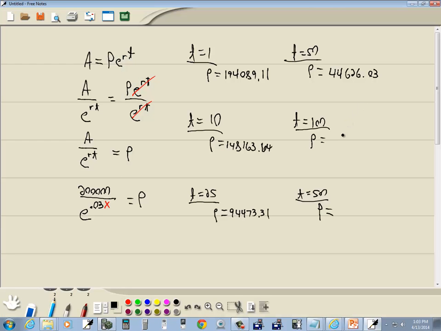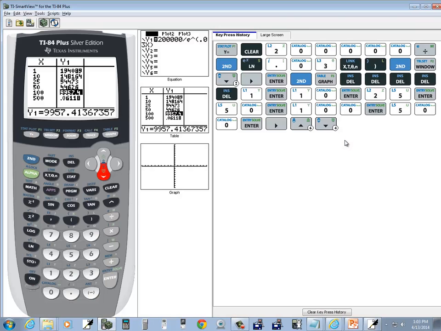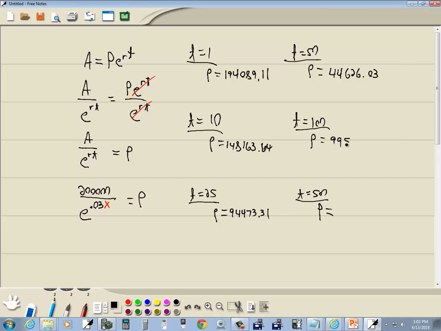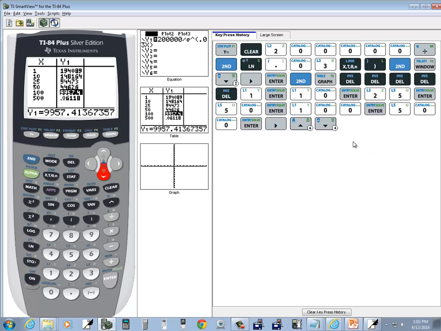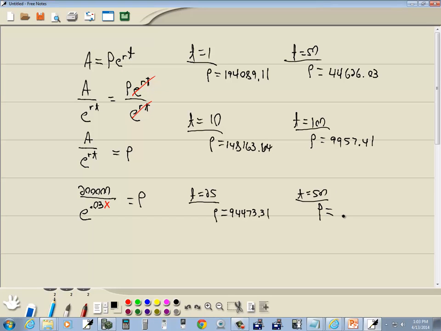Left in 100 years, you'd have to start with 9,957 and 41 cents. And down arrow here, and it says we'd have to start with 6 cents if you were able to leave it in there for 500 years. Of course, we know that isn't feasible, but the exponential growth just really interests me, that you put 6 cents in, and at the end of 500 years, you'd have $200,000.